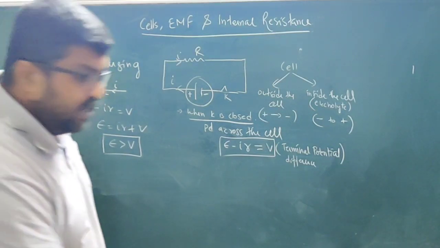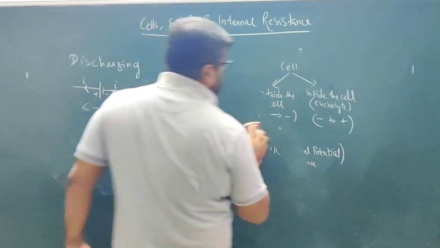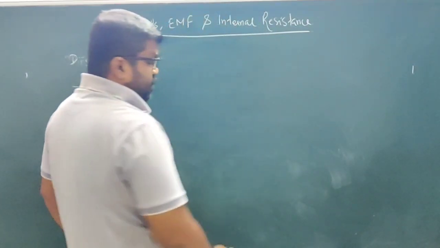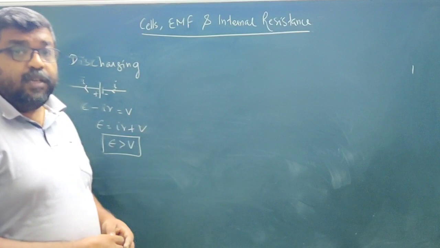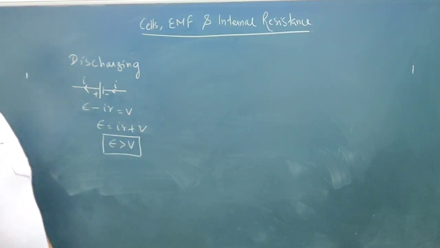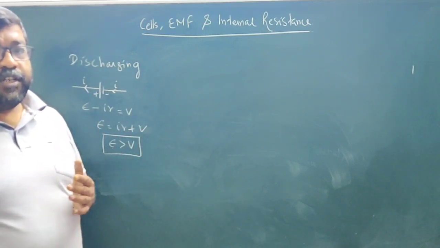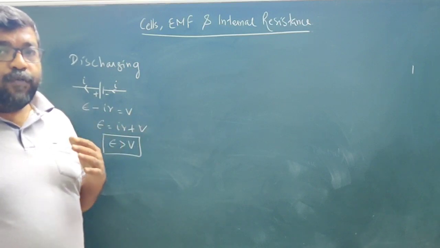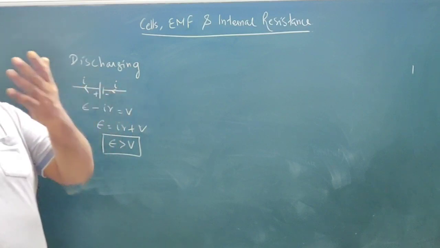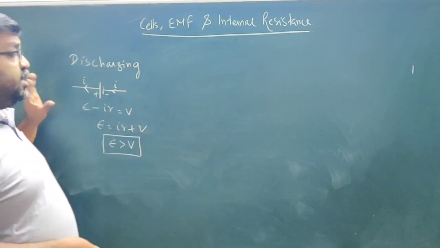Why I am stressing on this point is because in your house you use an inverter battery. When the main supply is on, it gets charged. When the main supply is off, it starts getting discharged. So it drives the fan, the bulbs, the TV and all other devices. So that is discharging.